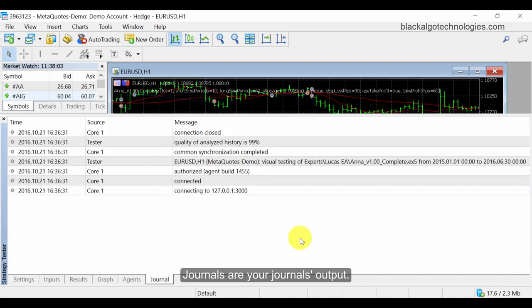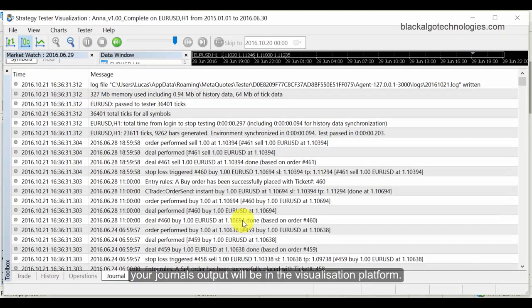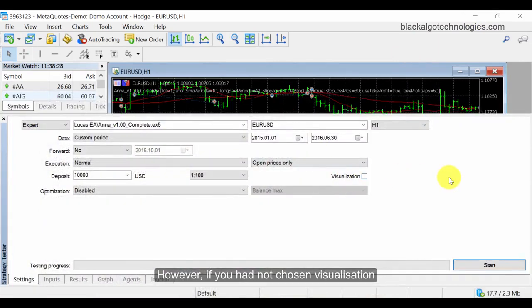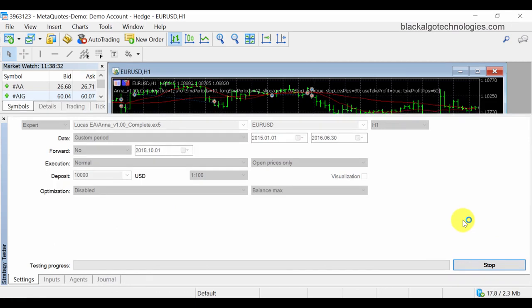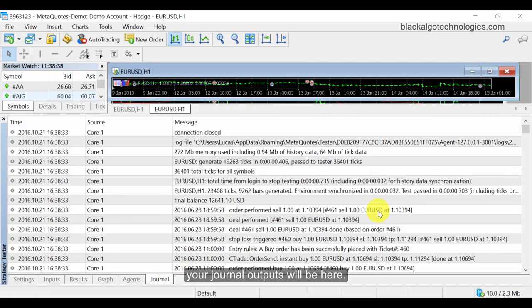Alright, journals are your journal outputs. If you had chosen visualization, your journal outputs will be in the visualization platform. However, if you had not chosen visualization and you run the backtest, the journal outputs will be here.